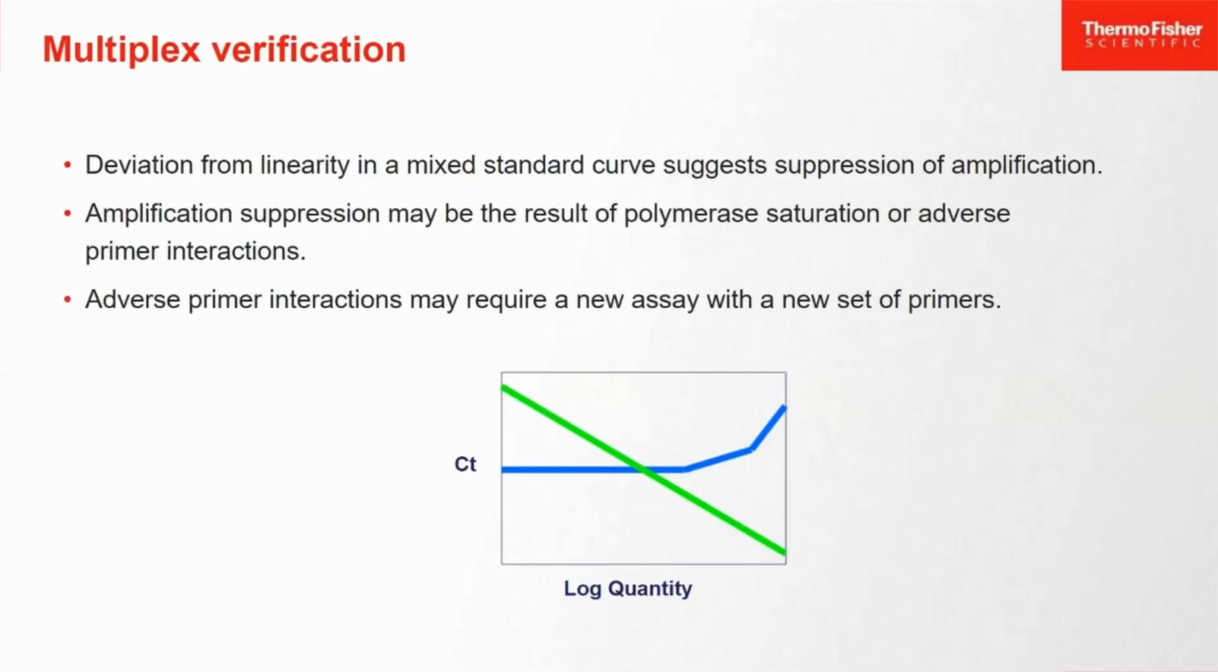If, on the other hand, in the multiplex, we see that, let's say, one gene is far more abundant than the other one, and we're starting to see the CT values increase as a result, then we know we have a problem here. We have amplification suppression. Perhaps it's the result of polymerase saturation, perhaps adverse primer interactions. If that's the case, adverse primer interactions, you may need to replace the offending assay.